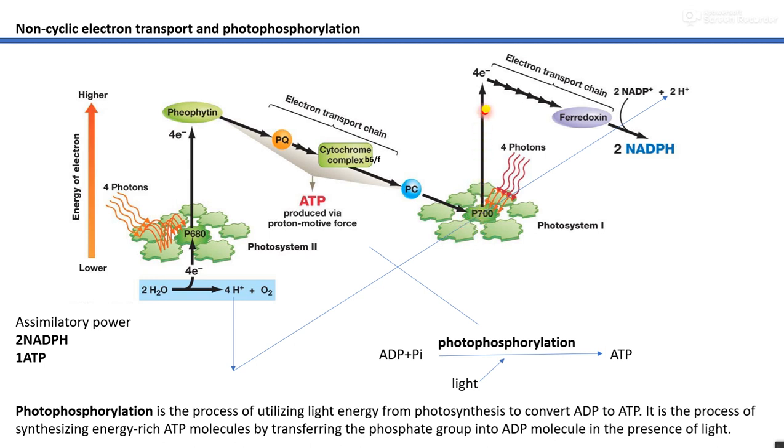This ejected electron is trapped by ferredoxin, which is iron sulfur protein. From ferredoxin, the electron is transferred to NADP plus. And as a result of the reduction of NADP plus, NADPH forms, right?